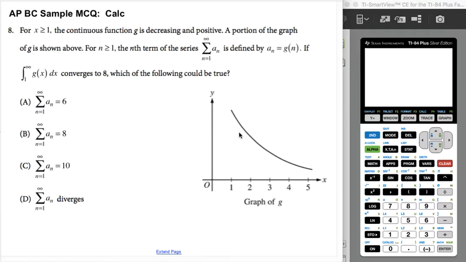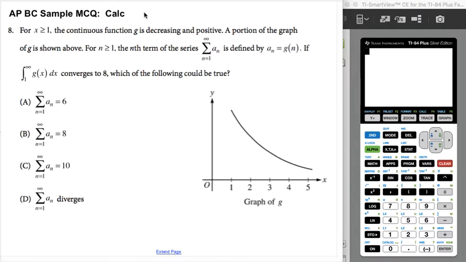All right, so in number 8, we're given that for x greater than or equal to 1, the continuous function g is decreasing and positive, and a portion of the graph of g is shown. We're then told that for some series, a sub n is defined as g of n, and we're told that the integral of g of x from 1 to infinity converges to 8. Which of the following could be true?